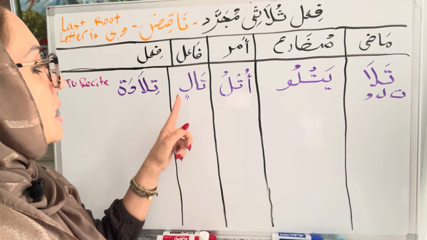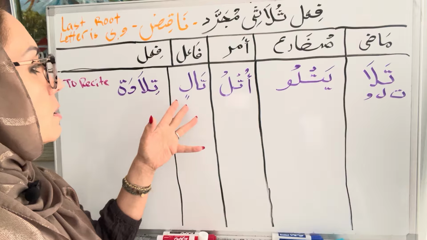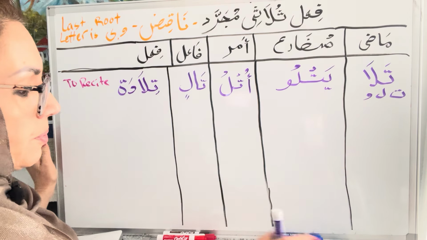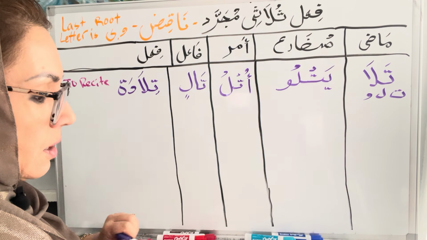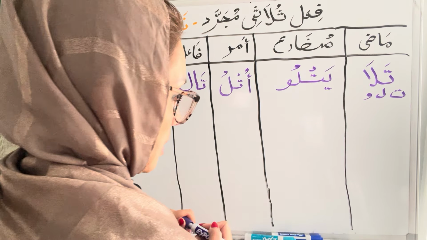And then talin. This is the fa'il version, the one who's actually doing. And then tilawa is the verb for recitation. Next verb I have is da'a.